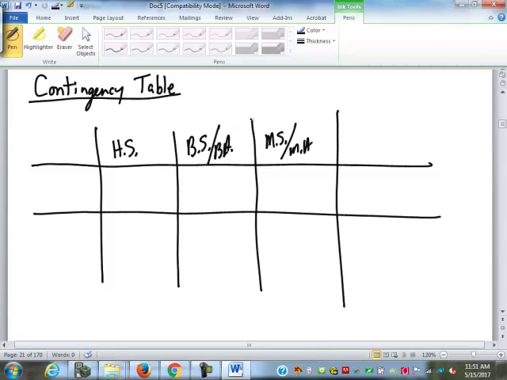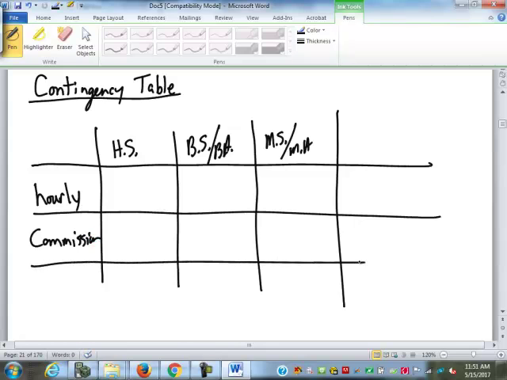So that's their level of education up there. Over here is the type of employee. We have employees that work hourly, employees that are on commission, and employees that are on salary. So let's say that of students who have a high school diploma or less, we have 182 that work hourly. We have 9 that work on commission and 2 that work salary.